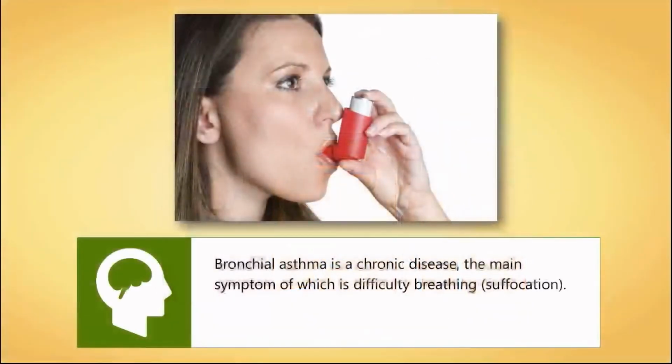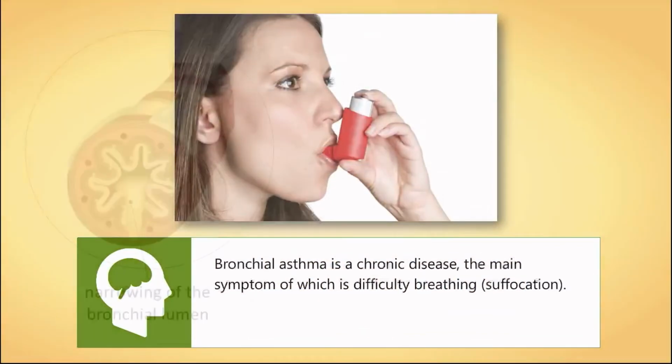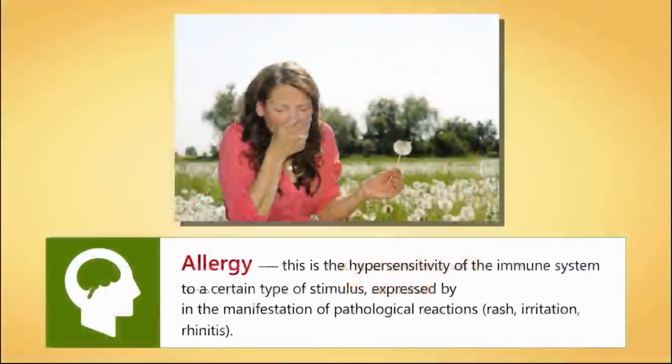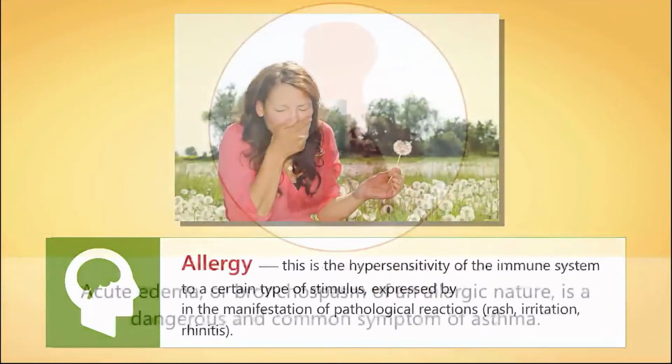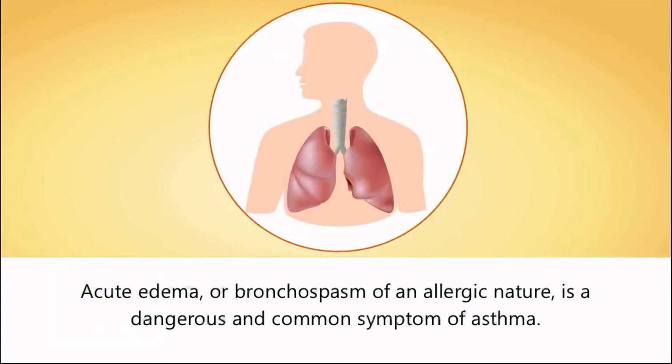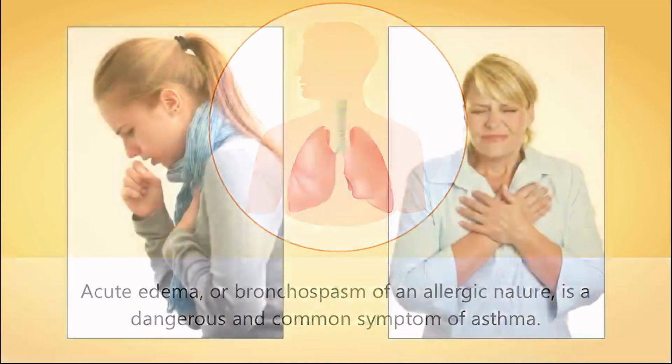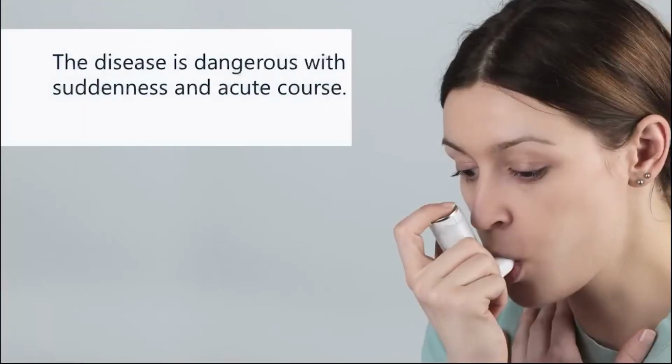Dangerous respiratory diseases include bronchial asthma, a chronic disease, the main symptom of which is difficulty breathing. Narrowing of the bronchial lumen occurs due to the influence of various factors, most often allergic reactions to irritants. An allergy is an oversensitivity of the immune system to a certain type of irritant, expressed in the manifestation of a pathological reaction. Acute edema or bronchospasm of an allergic nature is a dangerous and common symptom caused by a hereditary predisposition. An asthma attack begins suddenly with a dry cough, followed by suffocation, difficulty breathing, and wheezing when exhaling. At this time, it's necessary to quickly take bronchodilator medications. The disease is dangerous with its suddenness and acute course.